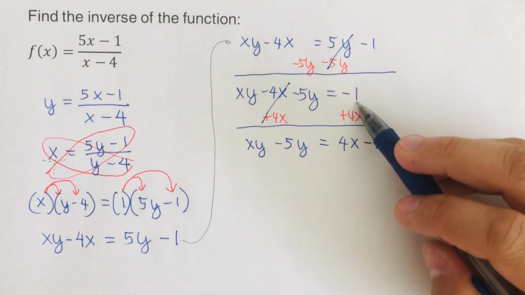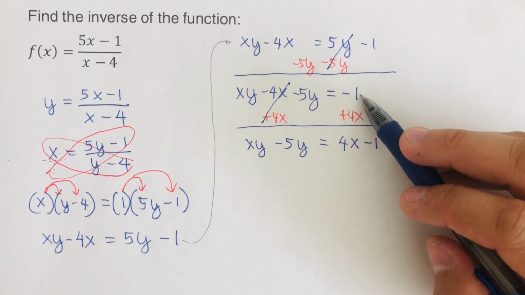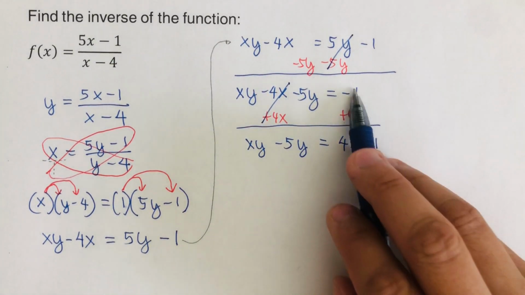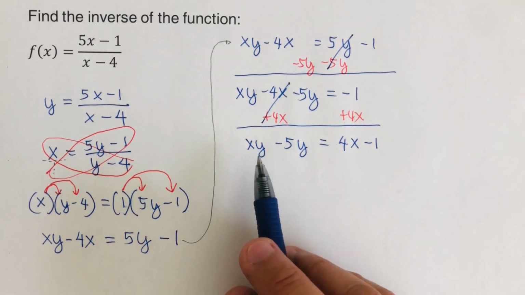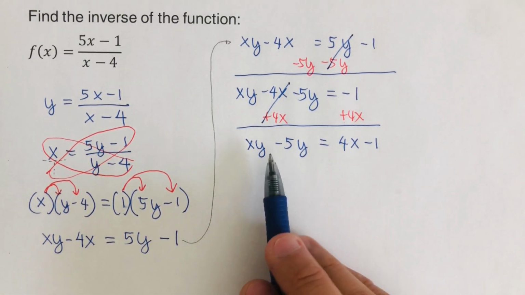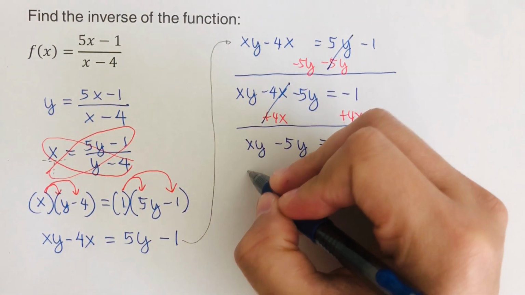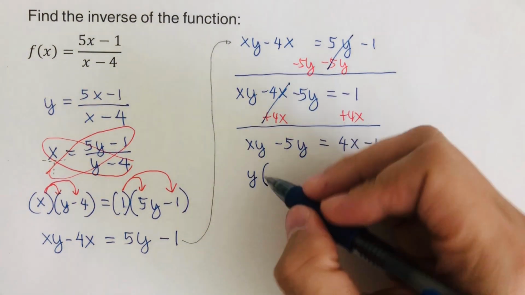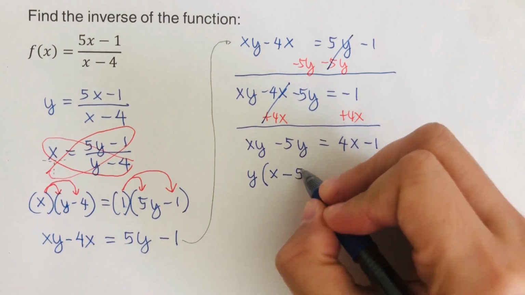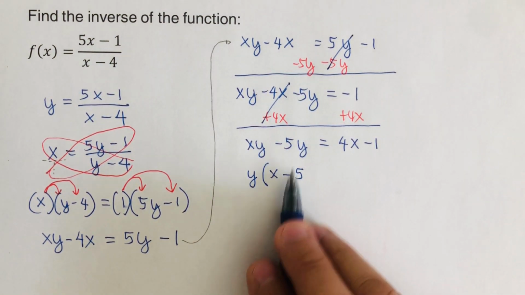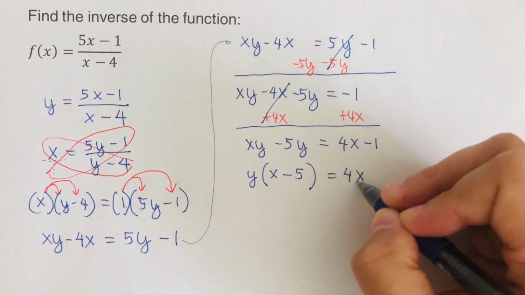Again, this is not 3x because we can't combine these two together, because the negative 1 doesn't have an x. So we put them as a separate term. So that would be 4x minus 1. So then we go ahead and factor out the y. So it's like doing distributive backwards. So I put the y outside the parentheses. So I put an x here. So if I have y times x is xy. And then I put a minus 5 because if I have y times negative 5 is negative 5y. So then we go ahead and rewrite that for 4x minus 1.